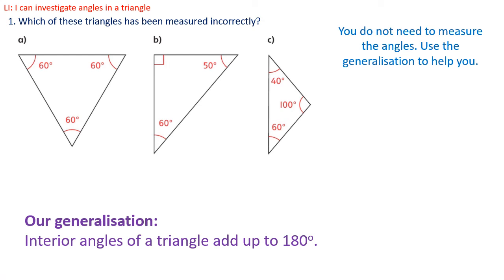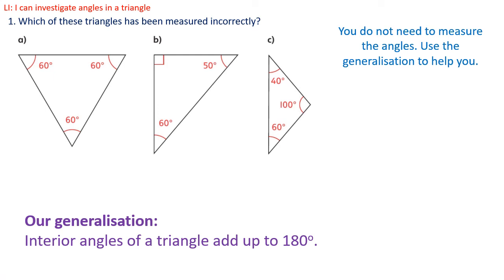On A, 60 plus 60, well, that's 120, plus another 60 is 180. So has that been measured correctly? Yes, it has. Let's have a look at B. Remember, the square there means 90 degrees. So we've got 90 plus 50 plus 60. What do they add up to? Is it 180?